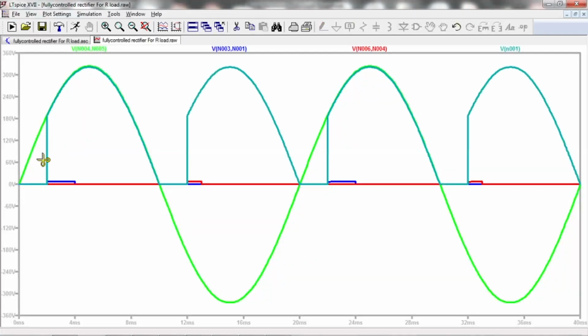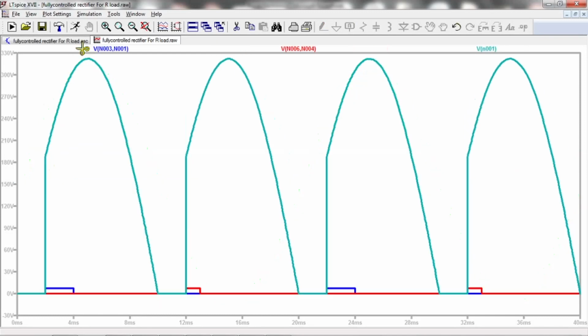Whatever this is, this is my load voltage. Load voltage begins exactly when I apply the gate pulses. You can see here I am applying gate pulses to T1 and T3. So load voltage starts here and it is sinusoidal from there onwards.